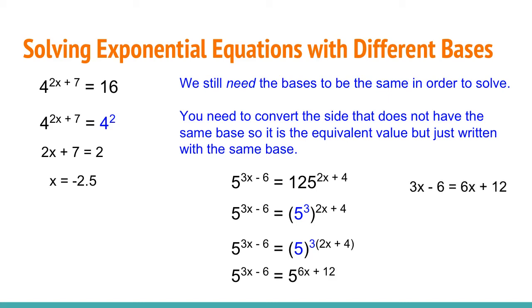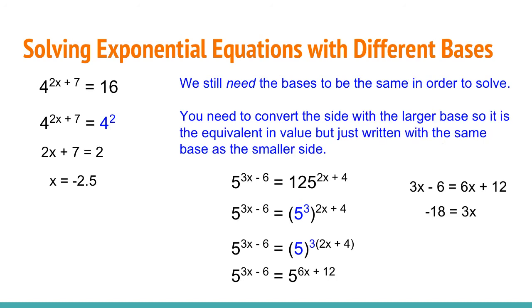And so you can just set those exponents equal to each other: 3x minus 6 equals 6x plus 12. You get your x's on one side and your constants on the other. Finally, you finish by dividing by 3 to get x equals -6.